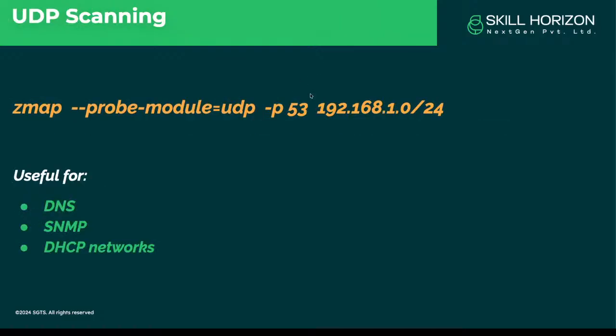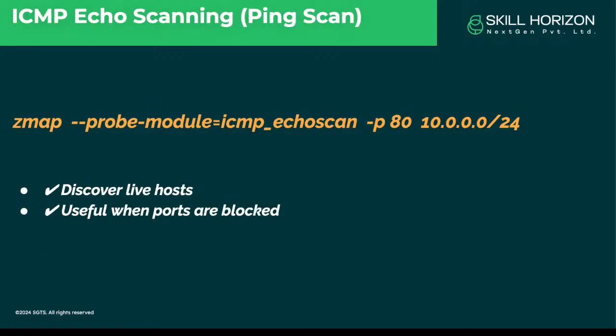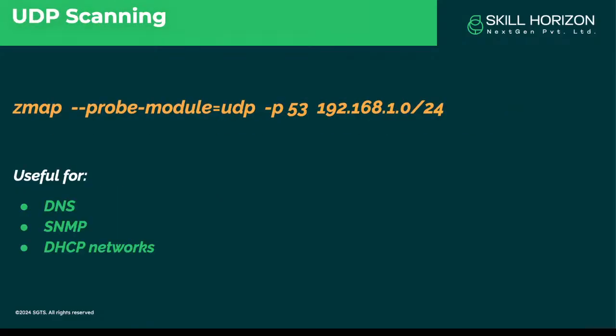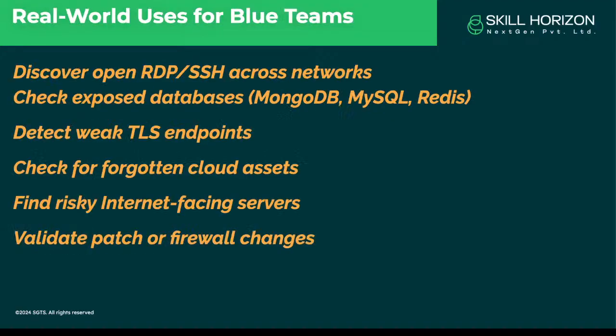The next command is for UDP scanning. You can see I only changed the probe module name, just providing UDP instead of ICMP echo. UDP scanning is useful for DNS, SNMP, and DHCP based networks.